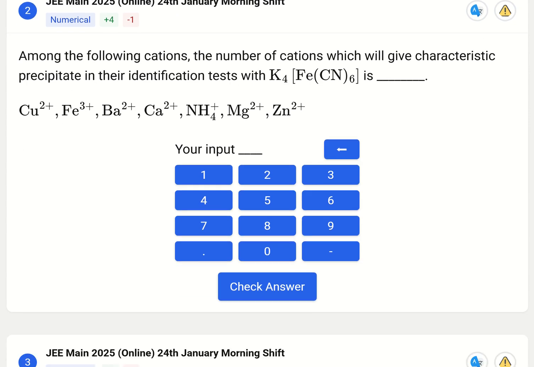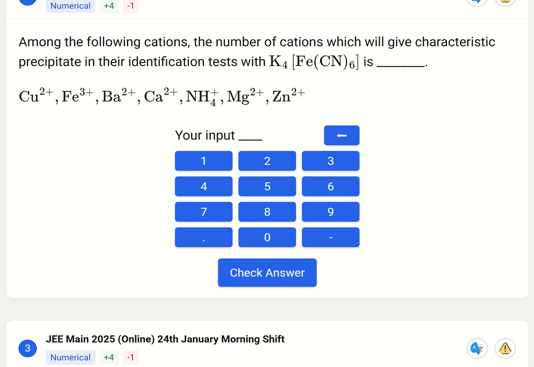Very right. Next question. Among the following cations, the number of cations that will give characteristic precipitate in their identification test with K4[Fe(CN)6]. Okay, memory based question. Cu2 plus gives, Fe3 plus gives, Ba2 plus does not give, Ca2 plus does not give, zinc. In Indian textbooks, they mention it gives, but as per NTA notes, meaning the previous year questions, it does not give. But in some places it is mentioned that Zn2 plus gives, but we will go according to NTA. So my answer should be 1, 2 and 3. I will go with 3.